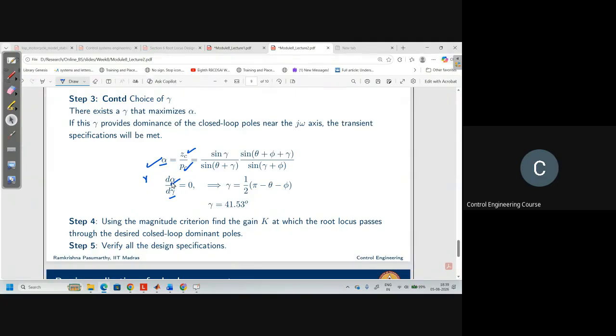So why do we need maximum alpha? Because we wanted to satisfy the dominance condition. That means whatever additional pole you are adding should be far from the designed 0. So that is our goal. That's why we choose a gamma such that this condition is satisfied. Okay. So once you get this gamma, the next step is you have to calculate the gain K and verify the overall specifications. This is how the system designing of a lead compensator works.